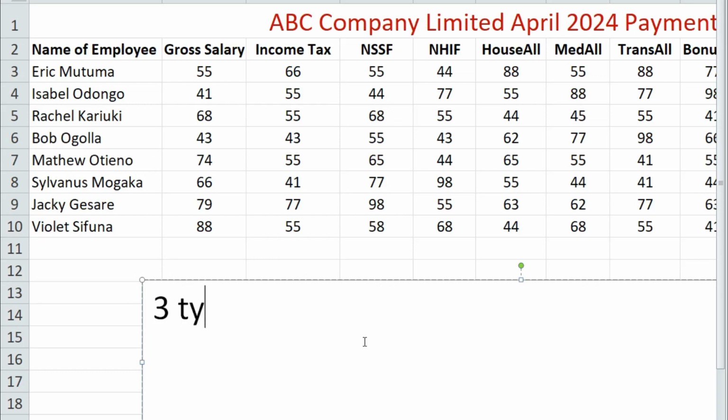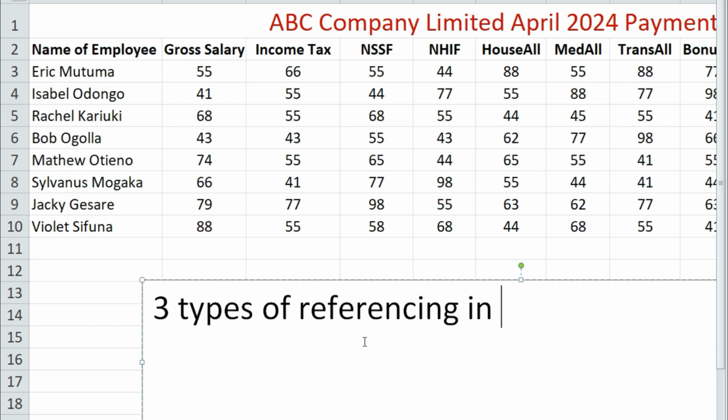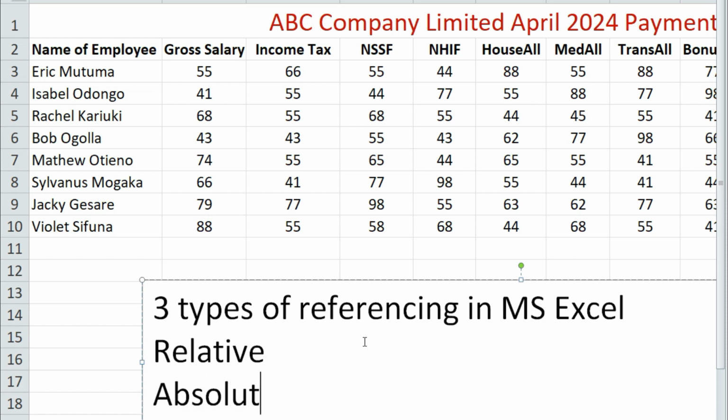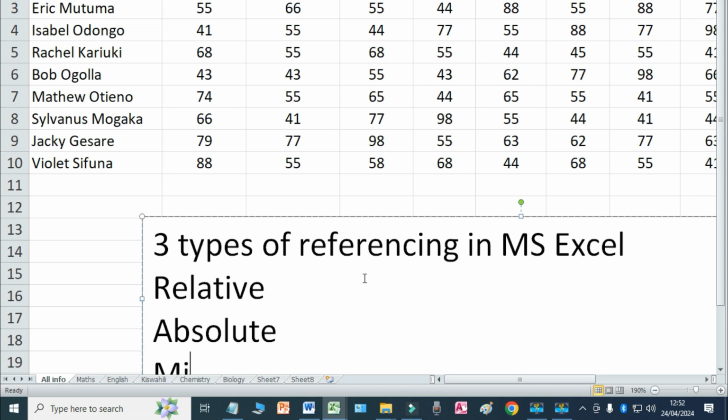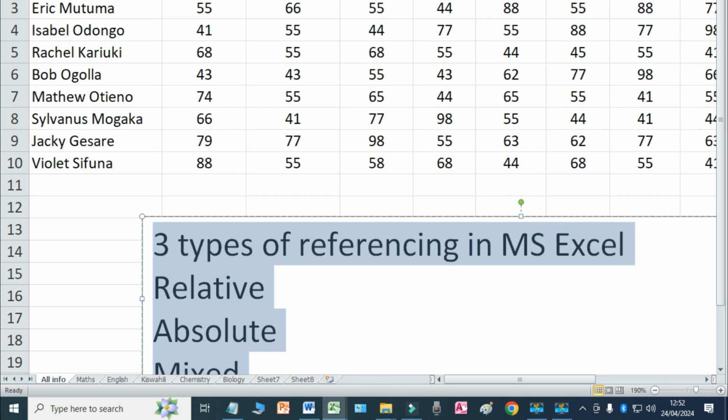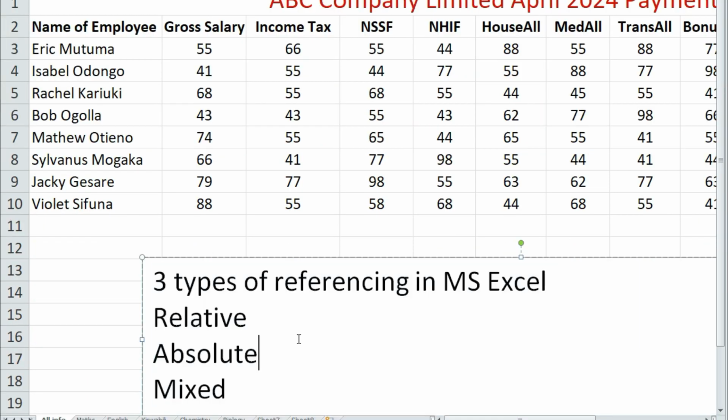There are three types of referencing in Microsoft Excel. The first one is relative referencing. There is absolute referencing and there is mixed referencing. So those are the three types of referencing in Microsoft Excel: relative, absolute, and mixed.